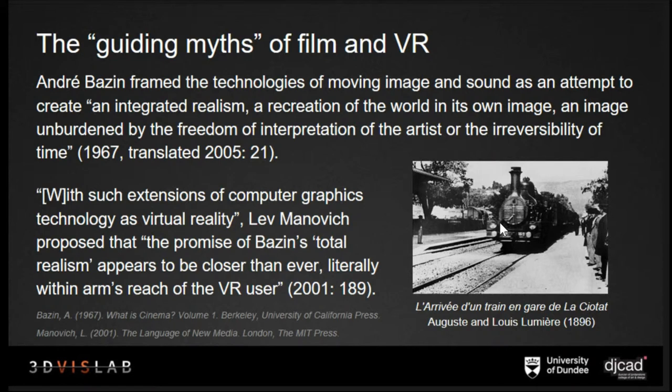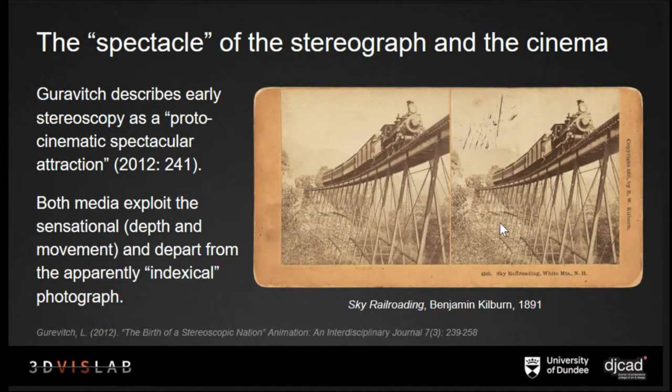So while Bazin's total reality might be a useful guiding myth, we can fully expect, as we've seen in film, that the emerging visual language of VR is defined as much by the artifice of the virtual as it is by its integrity to the real. There's another way of thinking about this. Instead of measuring film and VR by their proximity to the real, it might be more useful to consider the way in which they exploit the senses.